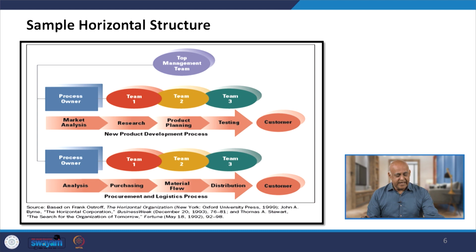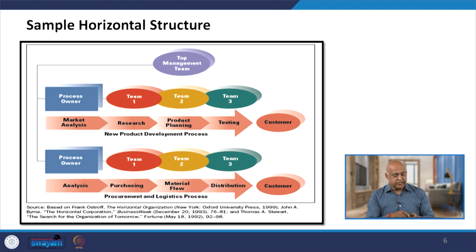Market analysis is there, there is research, then the product planning and the testing will be there. So, here the customer is making a particular demand, and to meet that particular demand, this new product development process will be functioning. So, here process owners will have another aspect, procurement and logistic processes, and in that case it is the analysis, purchasing, material flow, distribution, and the customer is there.